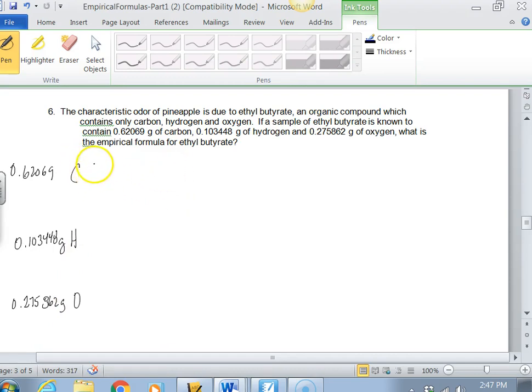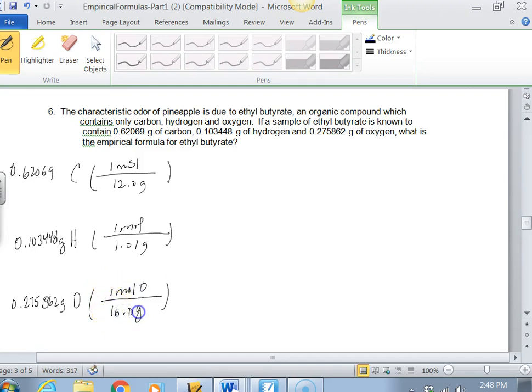Okay, so no different here. We multiply by 1 mole over the molar mass, divide by the molar mass is what we're doing. 12.0 grams to convert to moles, for carbon, hydrogen, and oxygen respectively. Alright, and we end up with, let's see, 0.62069.